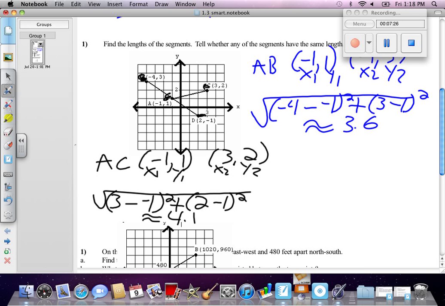Where's your square root sign? Right there. Okay, so that one, what happens when you just push it? You gotta wait till the very end to push your square root. So you put in the whole thing, and then square root it.